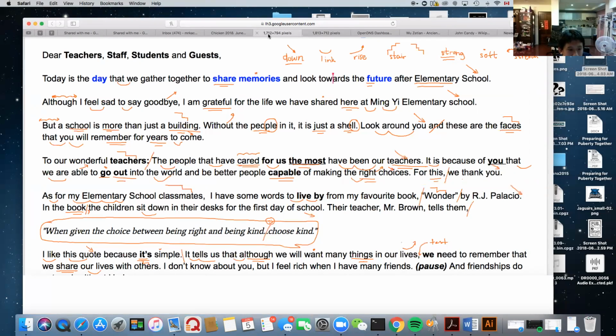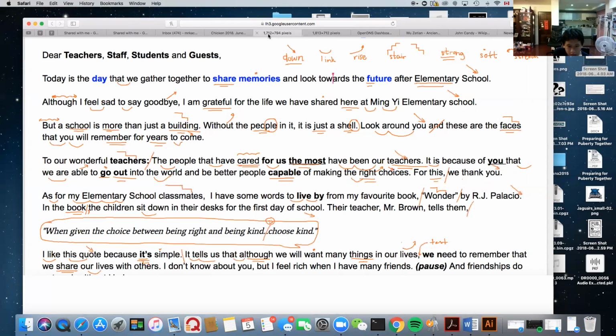As for my elementary school classmates, I have some words to live by from my favorite book, Wonder, by R.J. Palacio. In the book, the children sit down in their desks for the first day of school. Their teacher, Mr. Brown, tells them, when given a choice between being right and being kind, choose kind. I like this quote because it's simple.